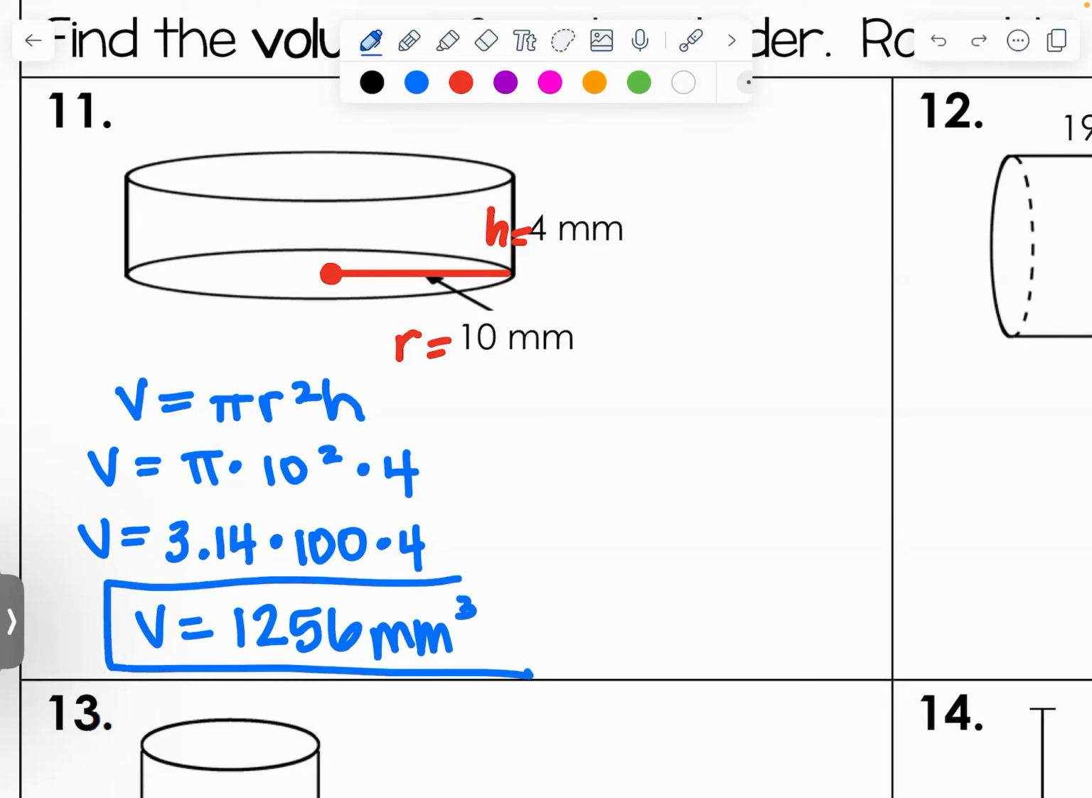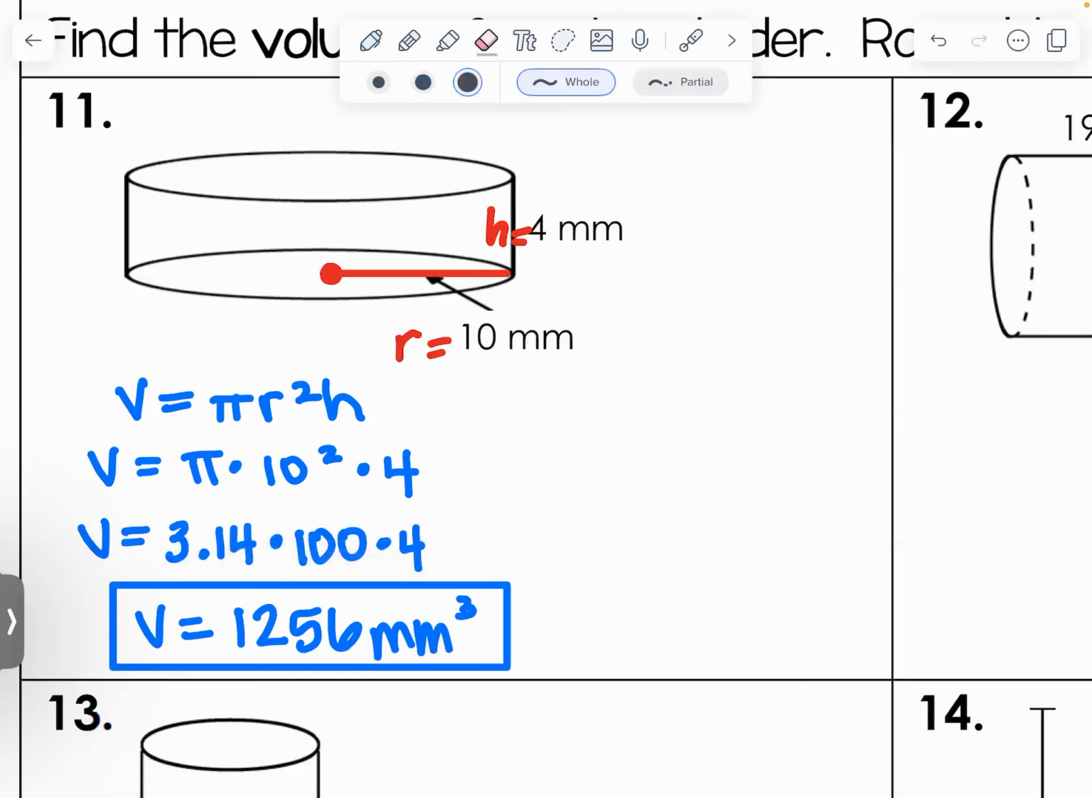I put cubed. Does that not look like a 3? Should I? Is that a better 3?